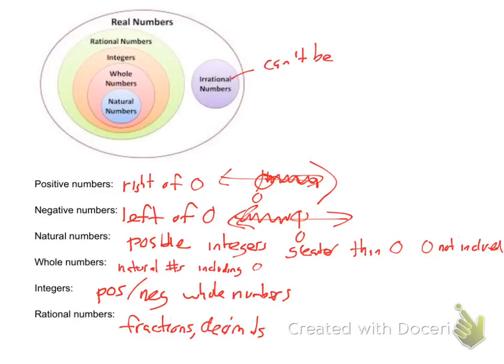Can't be written as fractions. An example of this, a big one that you all know of, is pi. Pi is 3.14 and it goes on forever. It's a non-terminating decimal. It doesn't repeat itself. Another one of these is something like the square root of 3. A lot of square roots happen to be irrational numbers. They don't seem to ever stop.